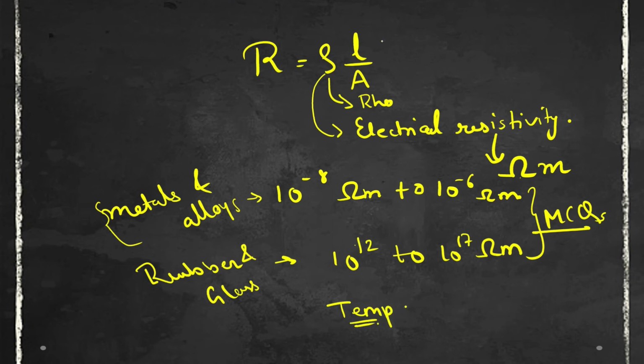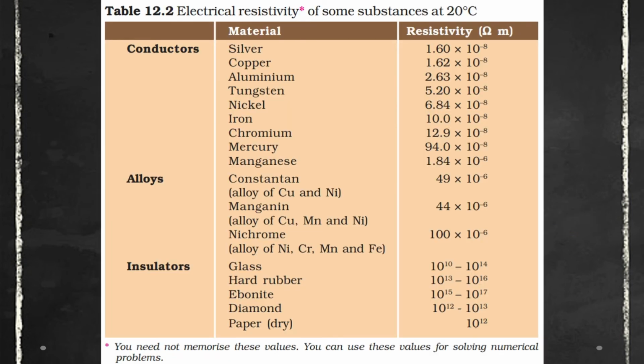So from here we can conclude once again that as length increases, resistance will increase, but as area increases, resistance will decrease. Table 12.2, which you can see on your screen, reveals that the resistivity of an alloy is generally higher than that of its constituent metal. Alloys do not oxidise or burn readily at higher temperatures. For this reason they are commonly used in electrical heating devices like electric irons, toasters, etc. You have to remember this also.